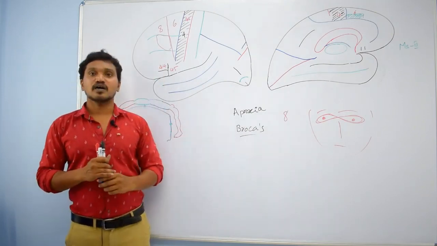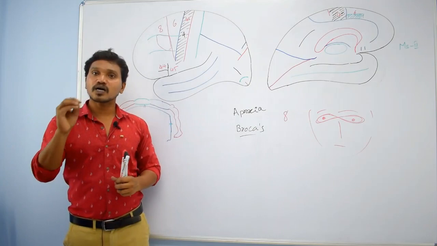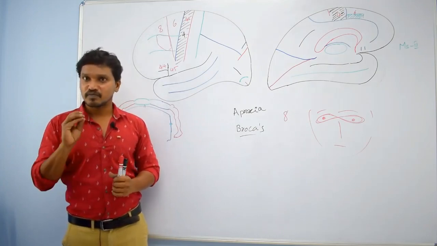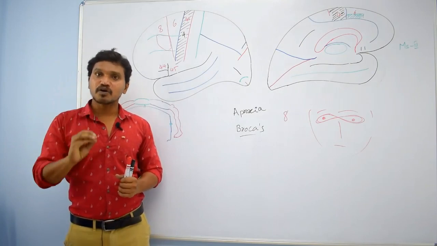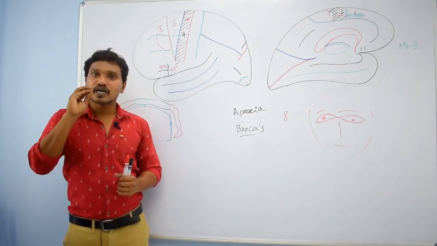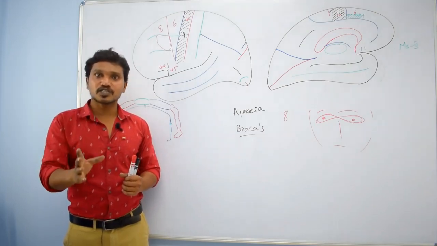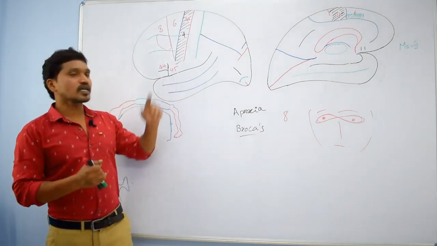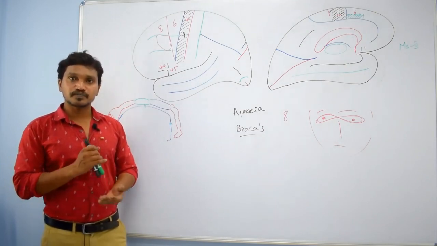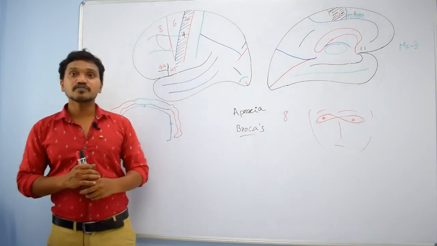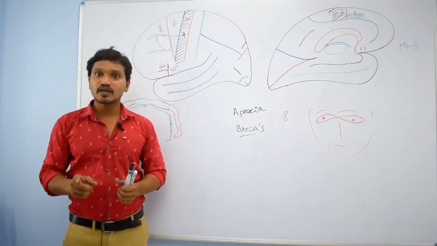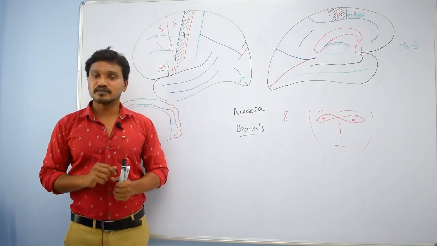Broca's area, what we call motor speech area. That means it is responsible for the contraction of muscles which are helpful for speech. So this area what we call motor speech area. Right? Then if there is injury to this area on the dominant side, what will happen?